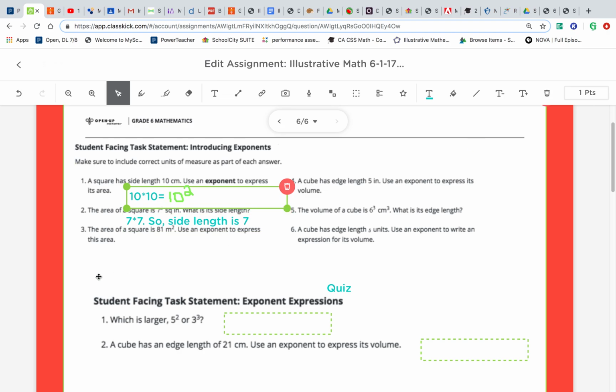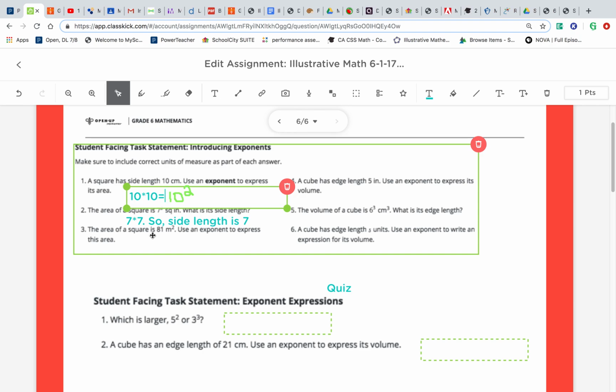All right, let's look at number 3. The area of a square is 81 meters squared. Use an exponent to express this area. Well, there's an exponent there, but what they're getting at is this 81. Think back to where the 81 would have come from. How did we get 81 if we were getting the area of a square? Well, we know it's the base times the height, and those are the same because it's a square. So we've got to think what number, if you multiply it times itself, gives you 81.